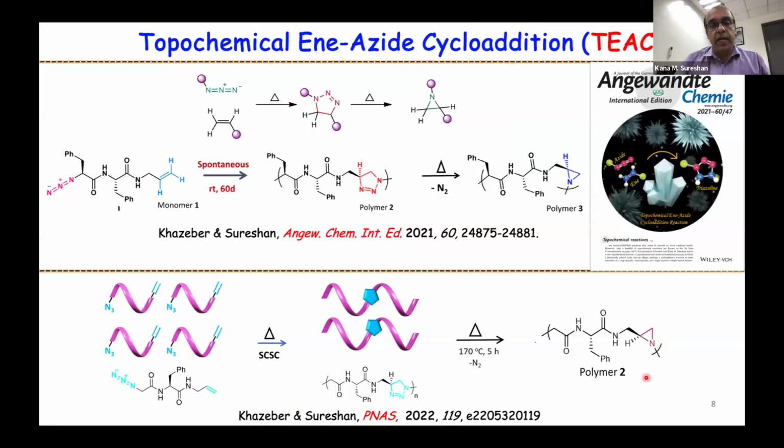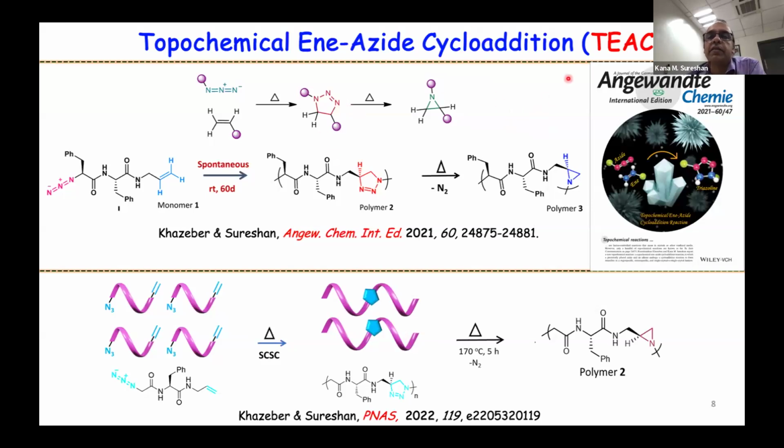And this is a new reaction we have invented in our lab. We have named it the TEAC reaction. The previous one we called the TAC reaction, topochemical azide alkyne cycloaddition reaction. This is to rhyme with the CuAAC, the copper catalyzed azide alkyne cycloaddition reaction. That is the click chemistry. Then there is the strain promoted, SPAAC actually, strain promoted azide alkyne cycloaddition reaction, which was introduced by Carolyn Bertozzi. So to rhyme with that, we made the initial one TAC, topochemical azide alkyne cycloaddition reaction.